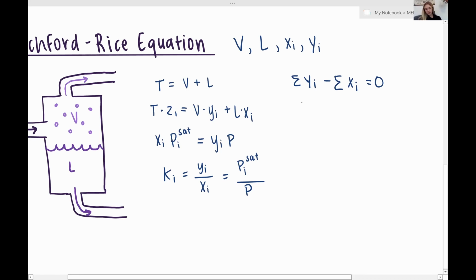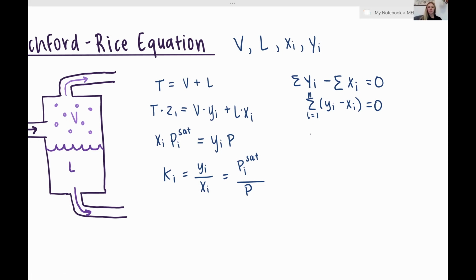So we can rewrite this as one summation with yi minus xi equals 0. And with summations, we need to have a starting value, which will start at 1, which is going to be the more volatile component. And at the top, we'll have n, which is the number of components in the mixture, which in our case, we're only dealing with 2, so that number would be 2. So now we have all of the equations that we need to come up with our Rachford-Rice equation.